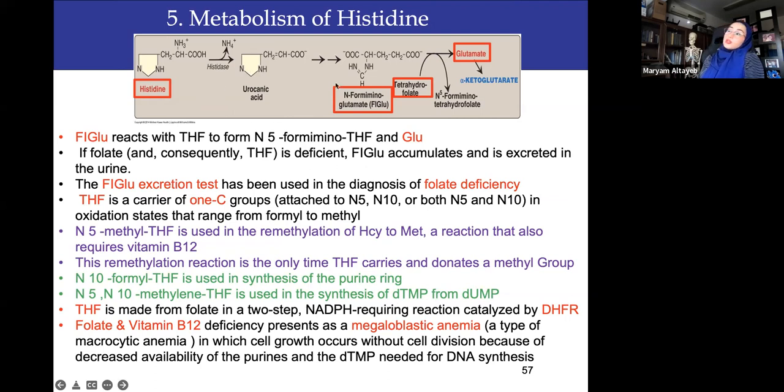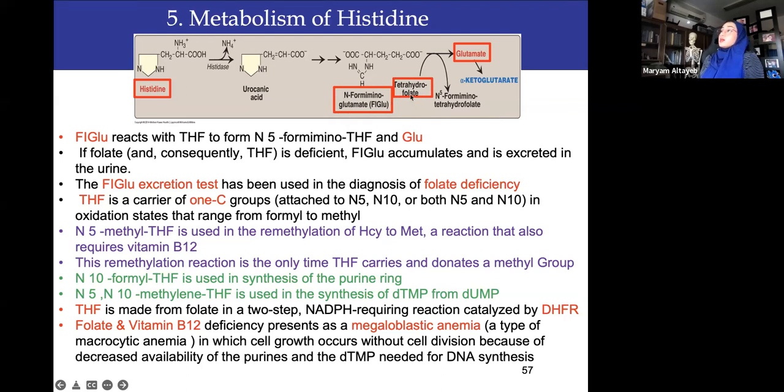Histidine can be broken down eventually to form glutamate, tetrahydrofolate, or whatever. But this intermediate, FIGLU, its excretion can be increased in folate deficiency. Why? Because if you don't have tetrahydrofolate, then you cannot proceed with this reaction.